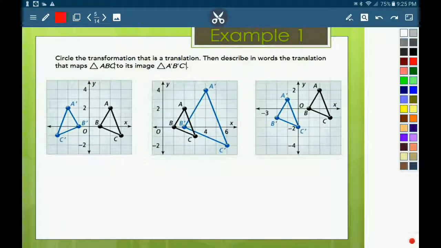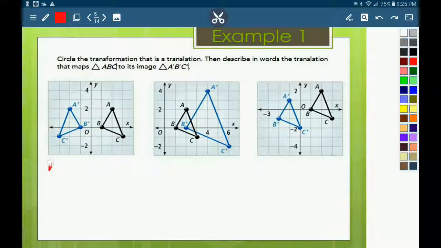It says circle the transformation that is a translation. Then describe in words the translation that maps triangle ABC to its image A prime, B prime, C prime. Now, I'm going to give a reason as to why I would eliminate each of these answers. The very first one I see is a mirror image. Okay, I'm not looking for it to look like it's in a mirror. I'm looking for it to be oriented the same way.